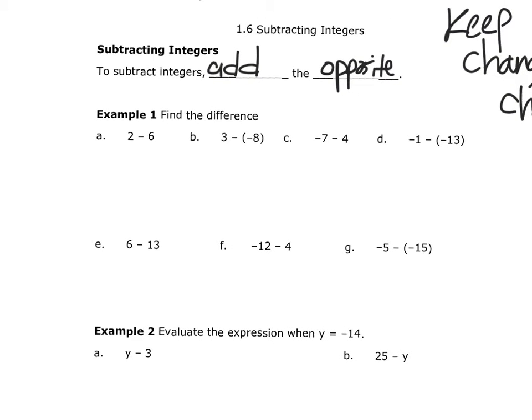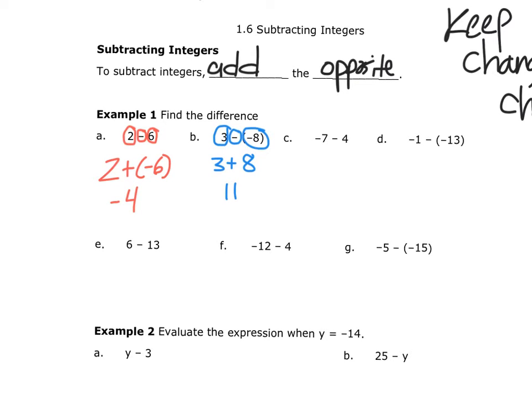So on A, if I want to use add the opposite or keep, change, change, I'm going to keep this first number the same. I'm going to change this subtraction sign to an addition sign, and I'm going to change this 6 to its opposite, so it's a positive 6 to negative 6, and then I would use our rules from yesterday with adding integers. On the next one, I'm going to keep, change, change. So keep the first one, change that minus sign to a plus sign, change that negative 8 to the positive 8, and I get 11.